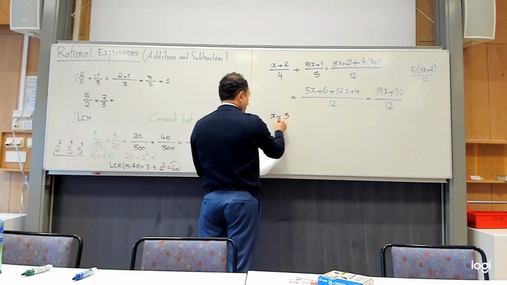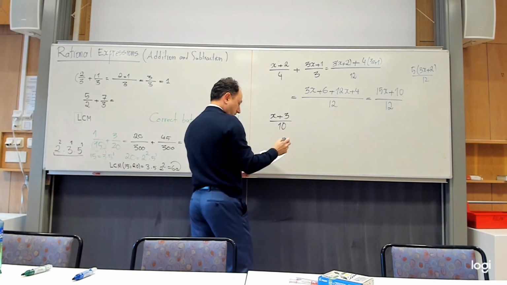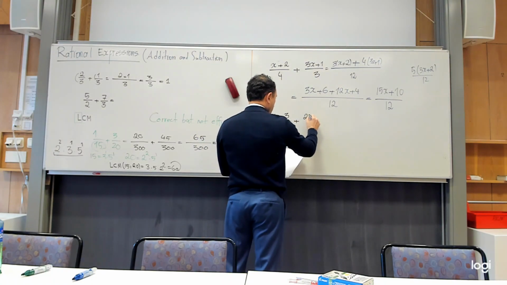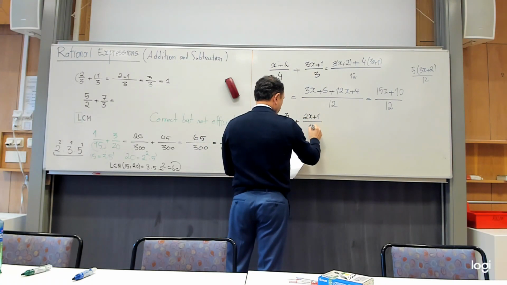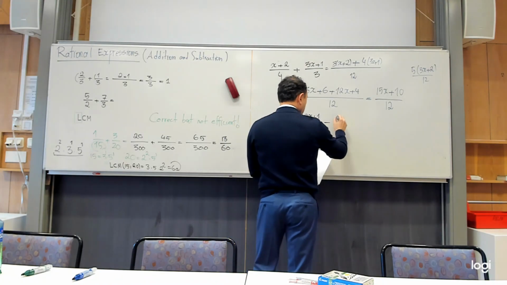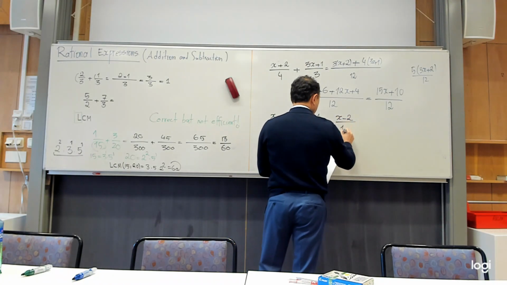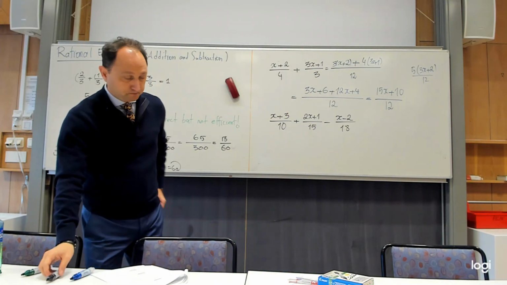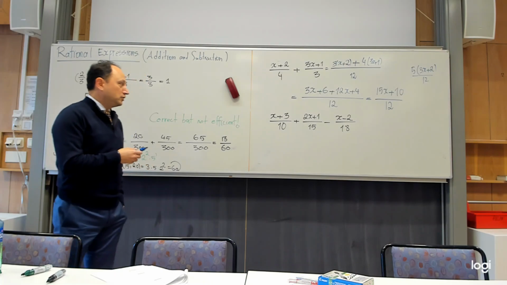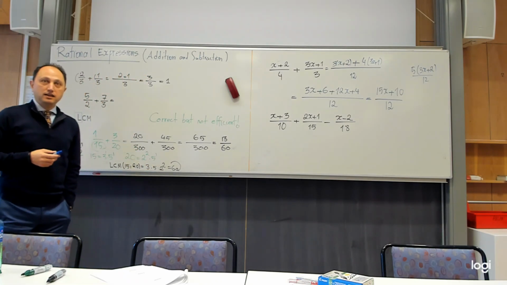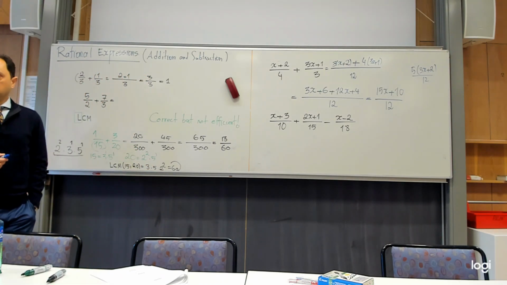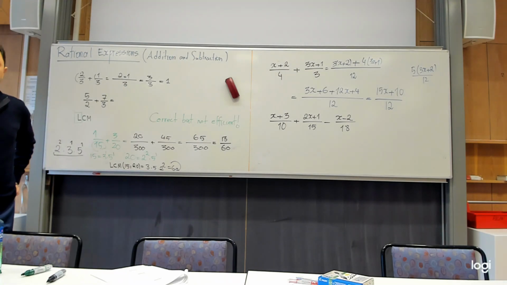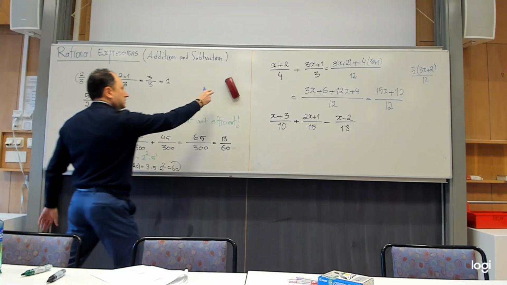So (x plus 3) divided by 10, plus (2x plus 1) divided by 15, minus (x minus 2) divided by 18. Yes. So we want to simplify this expression. I don't know, can you do it in your head between 10, 15 and 18? Can you find the least common multiple? No. Okay, if no, the solution is simple.